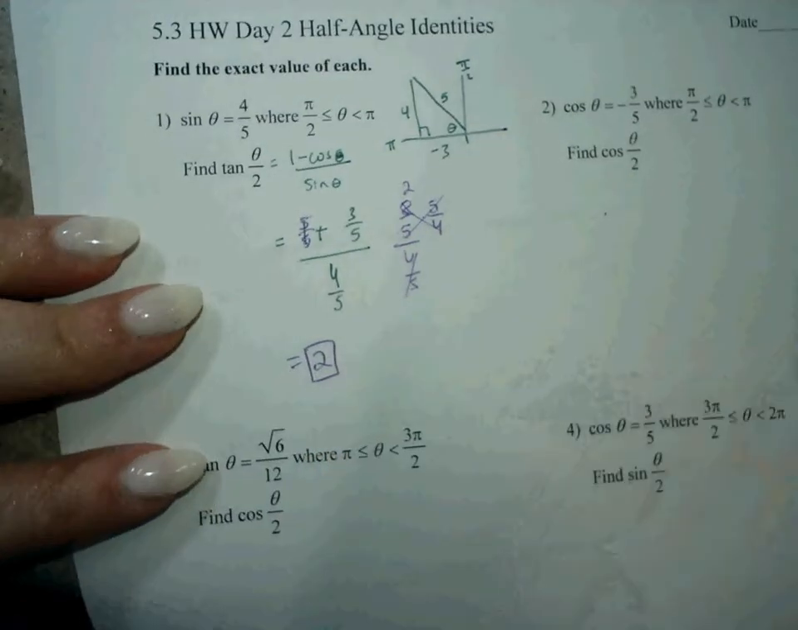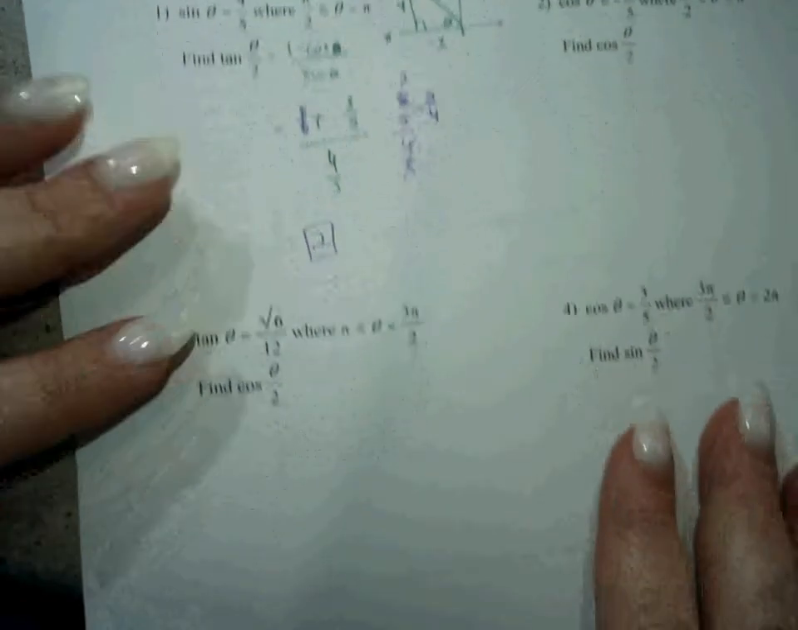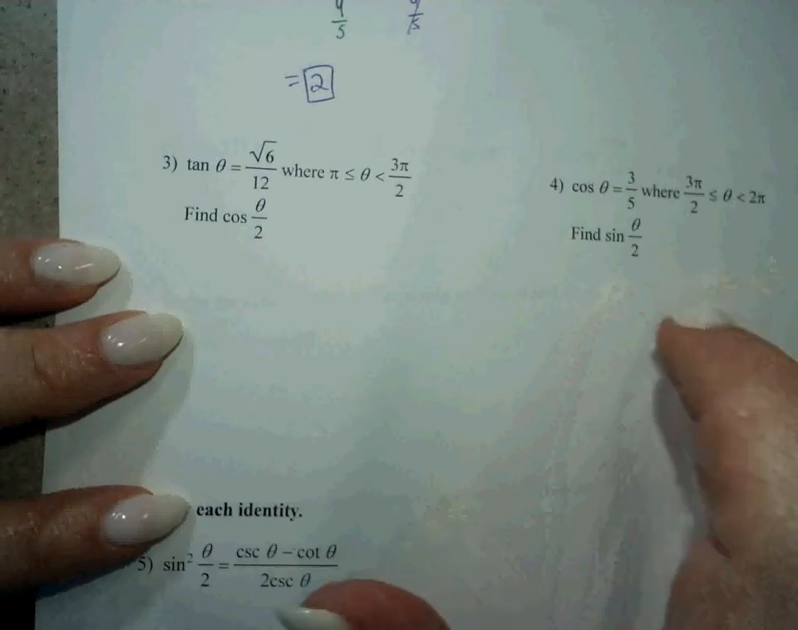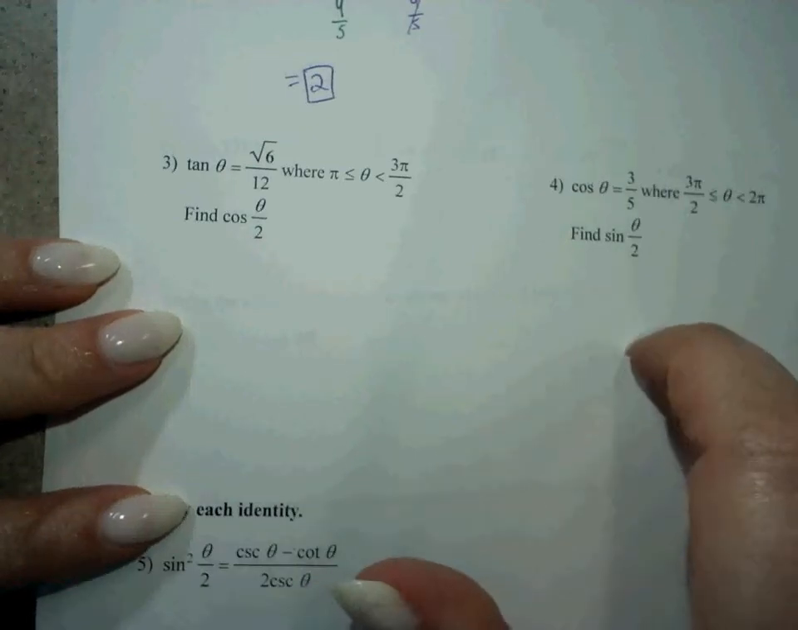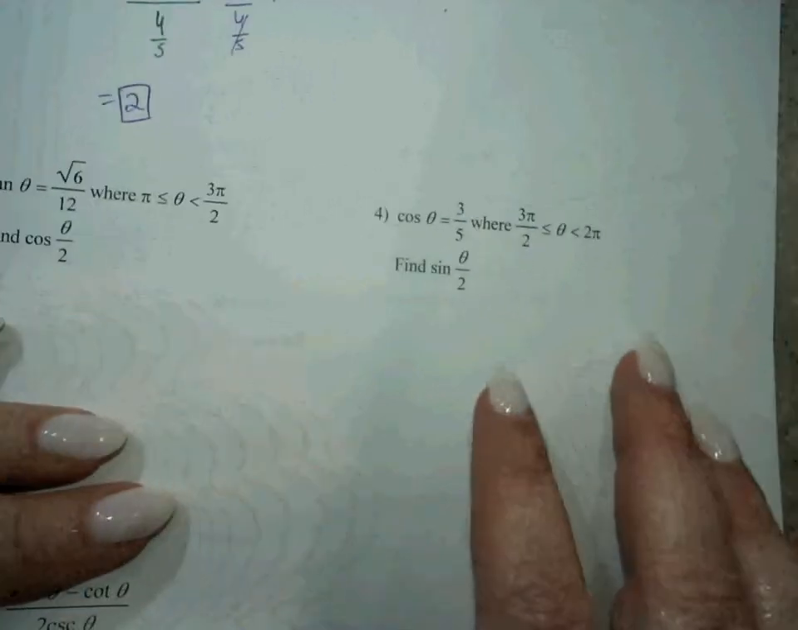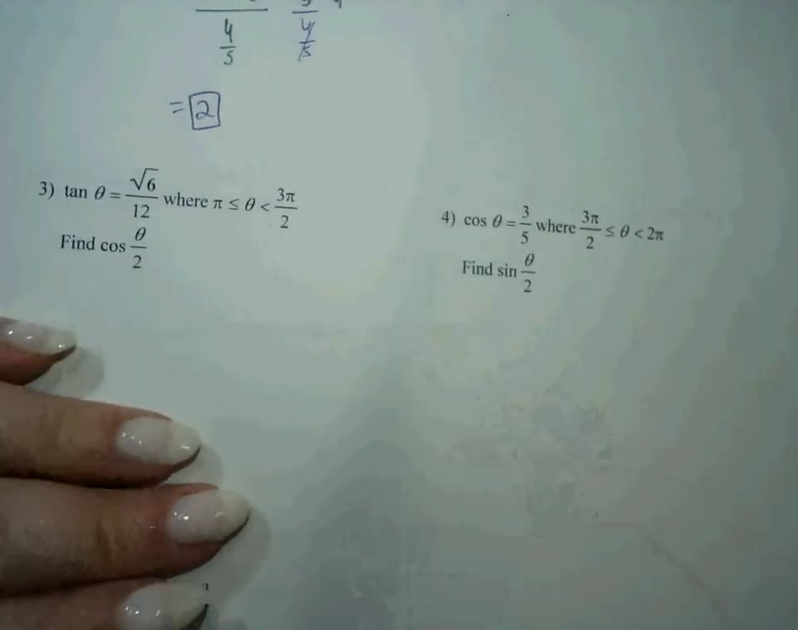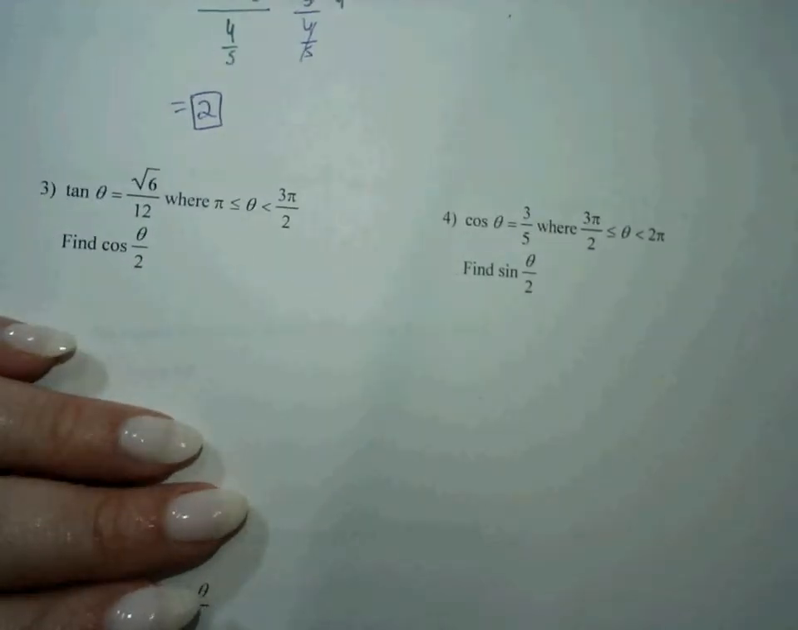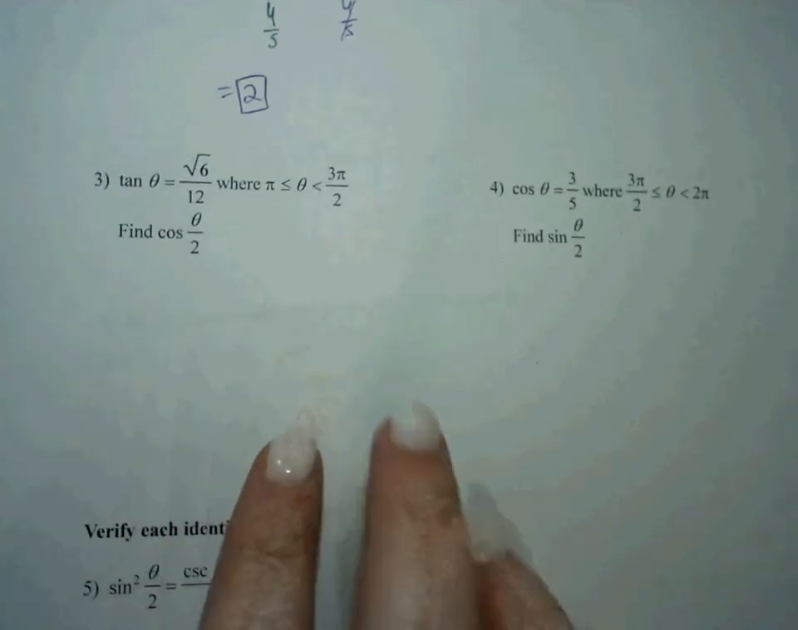Okay. I'm going to do number, let's see. I'm going to do number 4. No, I don't want to do that. I want to do one with a square root. I guess I'll do this one because this is the only one with a square root.